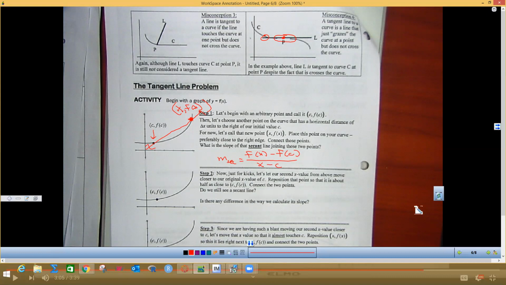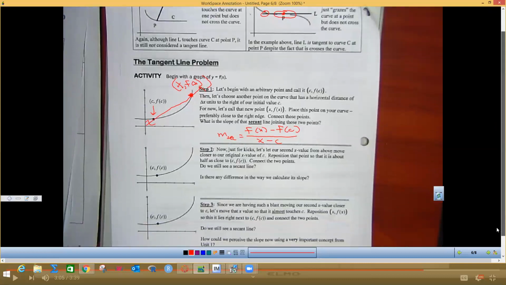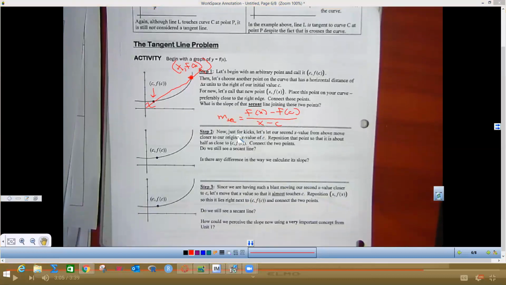And now we're trying to get this to become a tangent line. So we're going to move the point a little closer. And it says about halfway. So I'm going to take this point and stick it in here somewhere and say, now this is x and f of x right here. So now my secant line is going kind of like that. Is there a difference in the way we calculate the slope? And the answer is no, there's no difference. And do we still see a secant line? Yes, we still see a secant line.